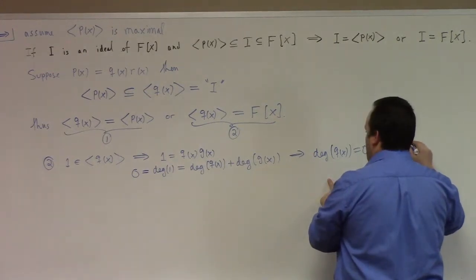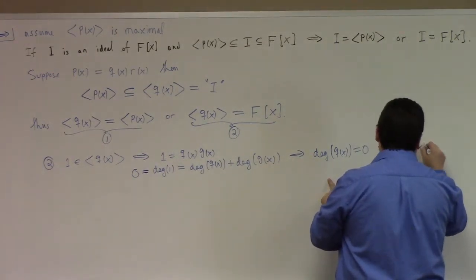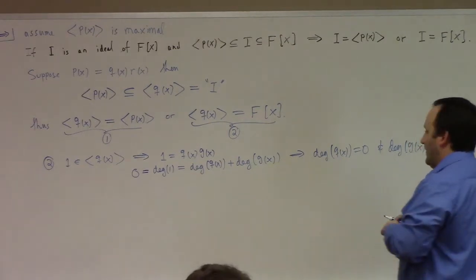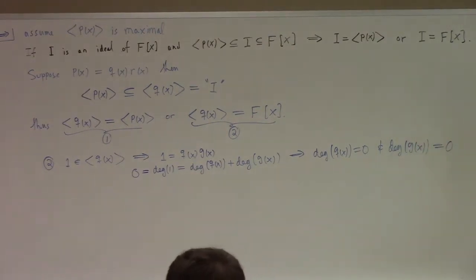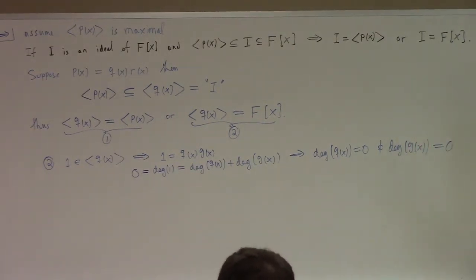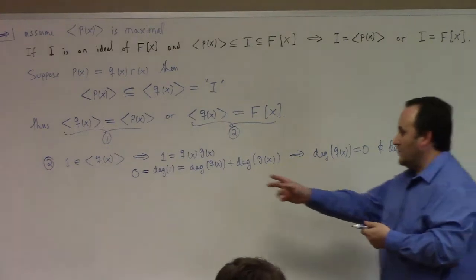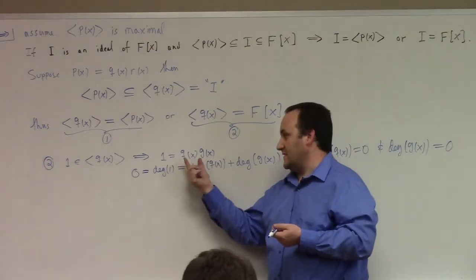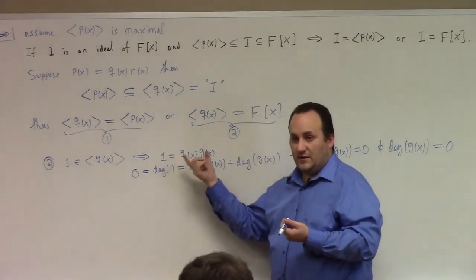Now, how else could you argue that? I bet you have a different idea, Sam. I mean, in this case, in some sense, I'm reinventing the wheel. I'm proving that the only units in the polynomials are in fact the constants, right? Because to have a product 1 equal to q of x times g of x is to say that q is a unit, which we know is just the constants.